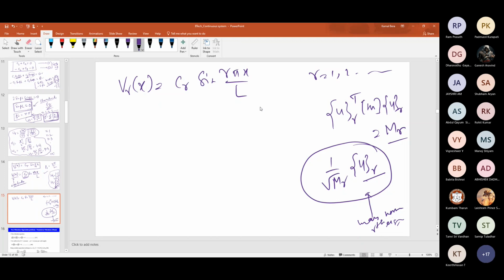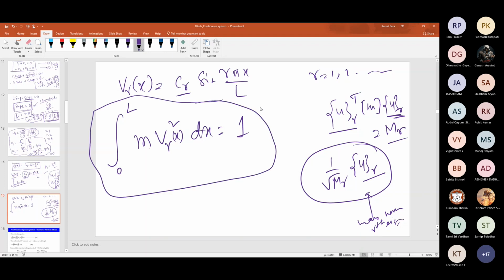Similar procedure you will do here. But here it is not a vector, it is a continuous function, so we use integration over the whole length of the beam. With respect to the mass, I have to choose C_r such that it becomes 1. Mass normalization: m, the mass per unit length, into V_r(x) squared, dx, equals 1. Are you seeing any similarity? So I have to make it 1.